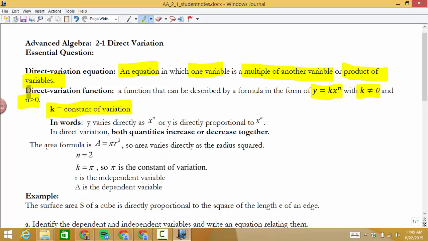An example of a variation equation is one you've used quite a bit, thinking back to your geometry time, and that is A = πr². We know the area of a circle is equal to pi times the radius of that circle squared. This is an example of a direct variation equation. Let's think about the parts of it. K, the constant of variation, would be pi. N, the exponent, is 2. And our independent and dependent variables are r and A, where r is the radius and A is the area. So that's a very, very basic example of a direct variation equation.